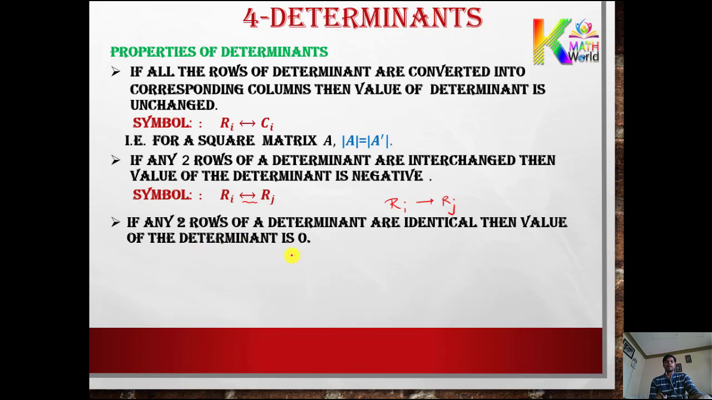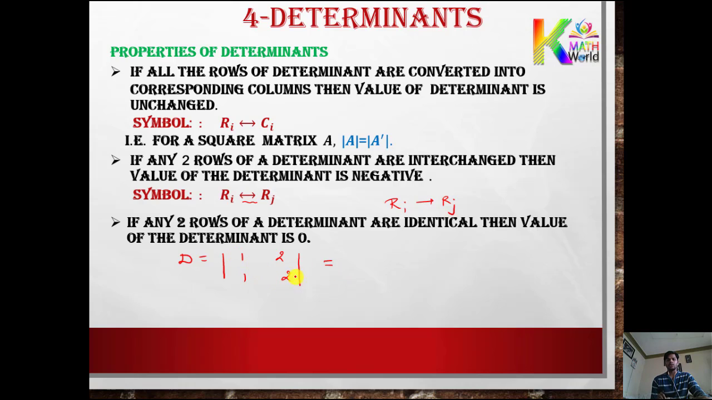Now the next property: if any two rows of a determinant are identical, then the value of the determinant is 0. Again we try to understand this point by illustration. We consider a determinant in which two rows are identical. Suppose we have D as 1 2, 1 2. You can see there are only two rows and both rows are identical. You can consider any other illustration also, and by that you can check this property.